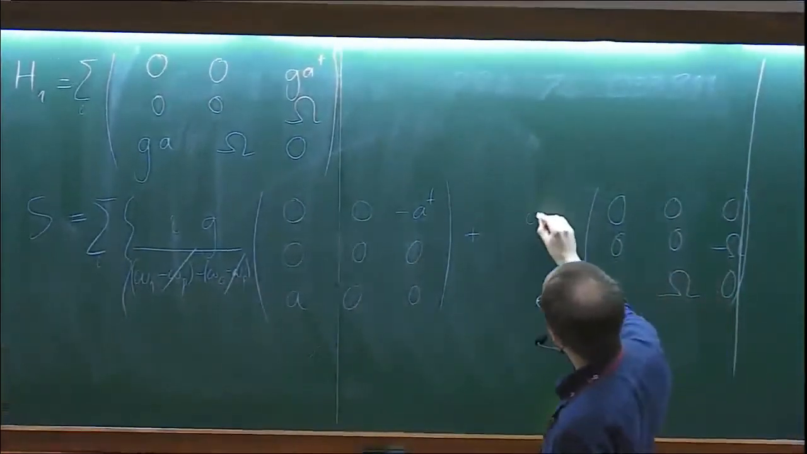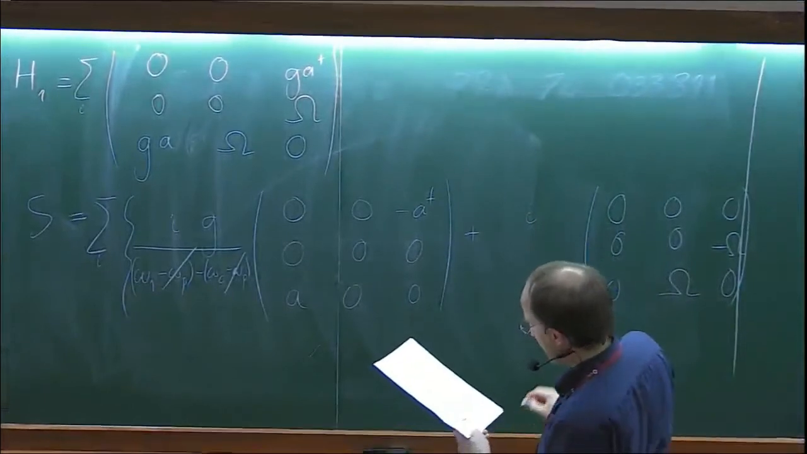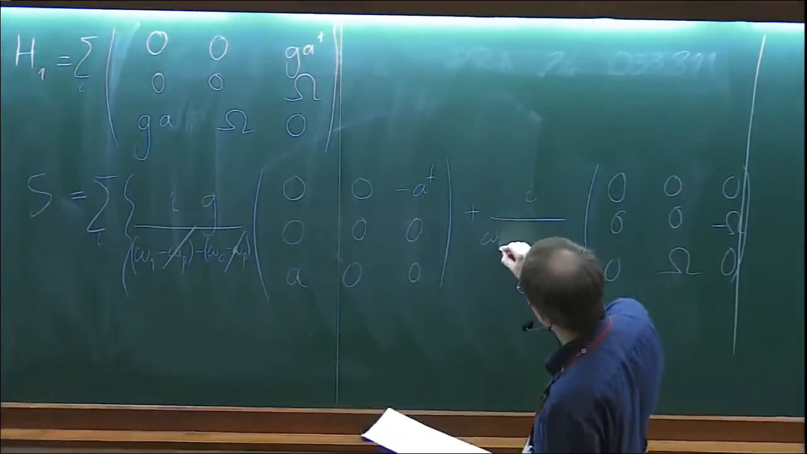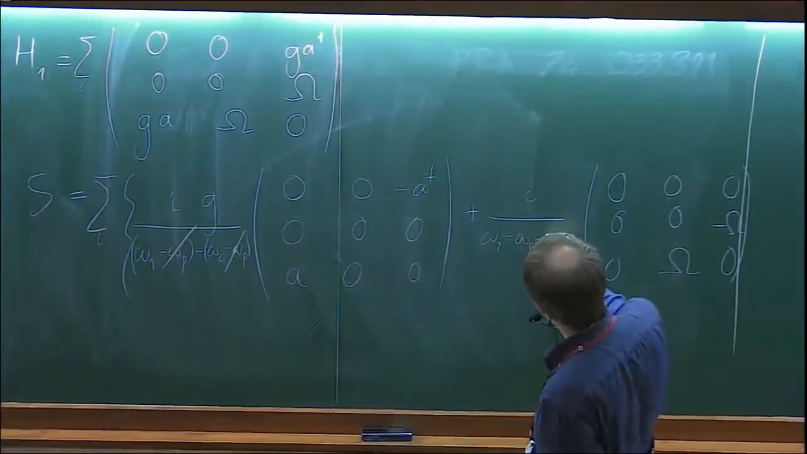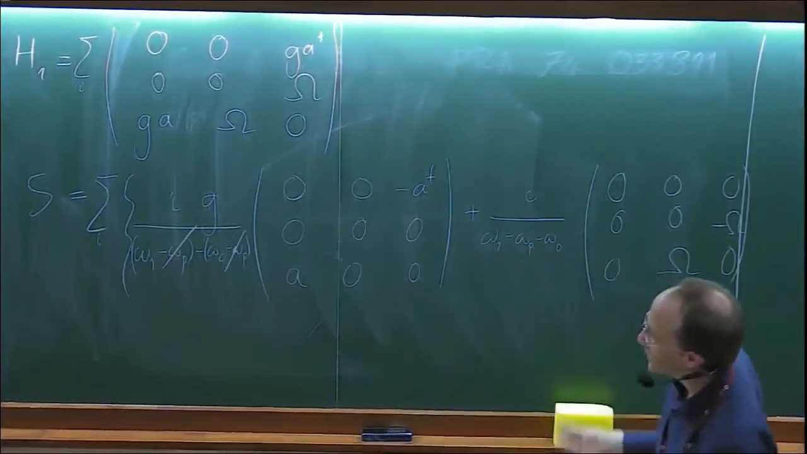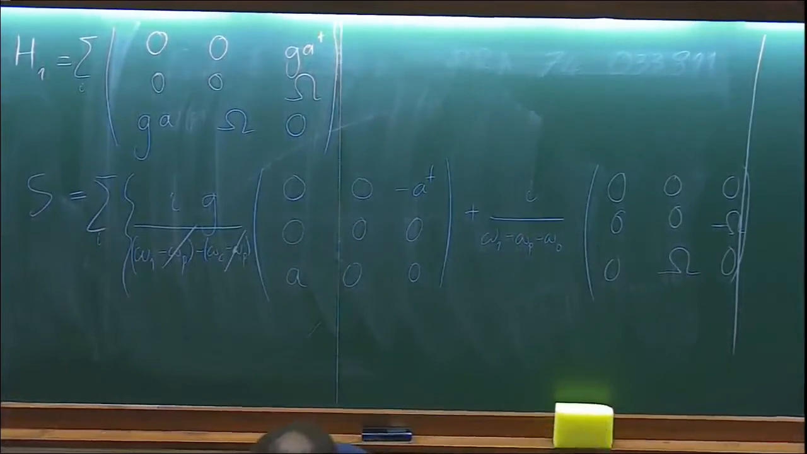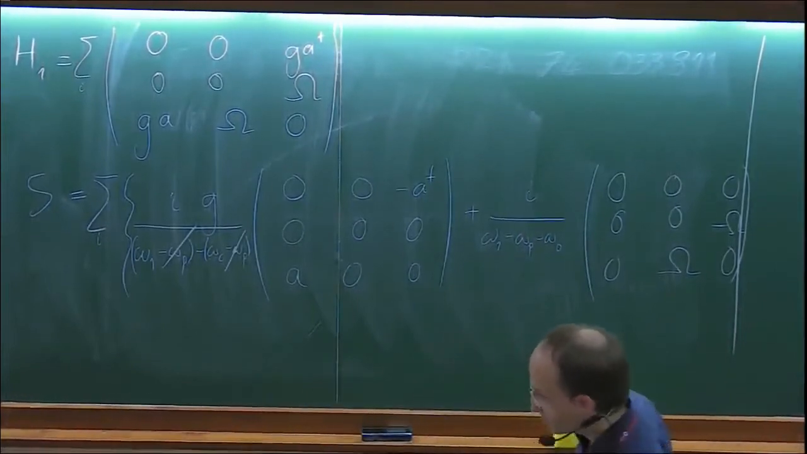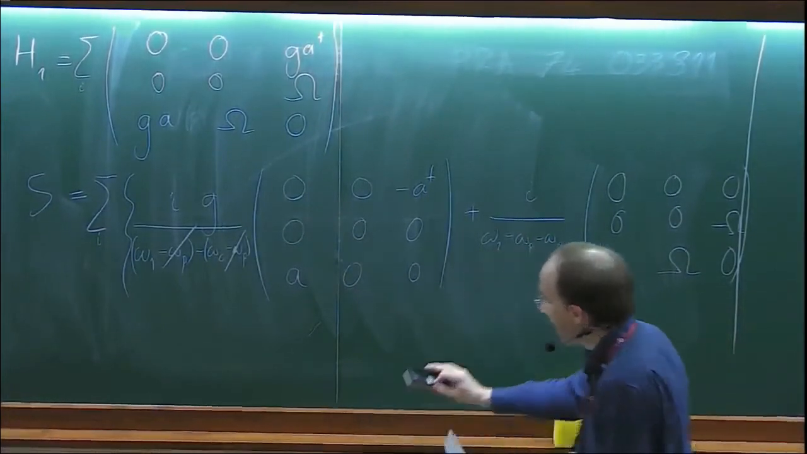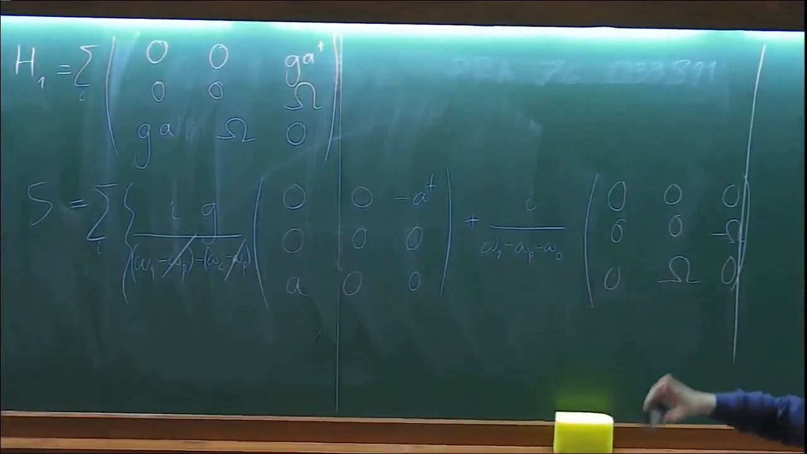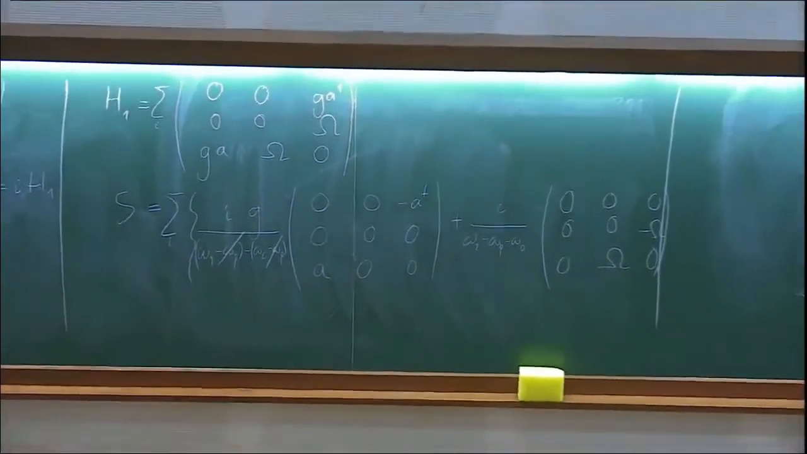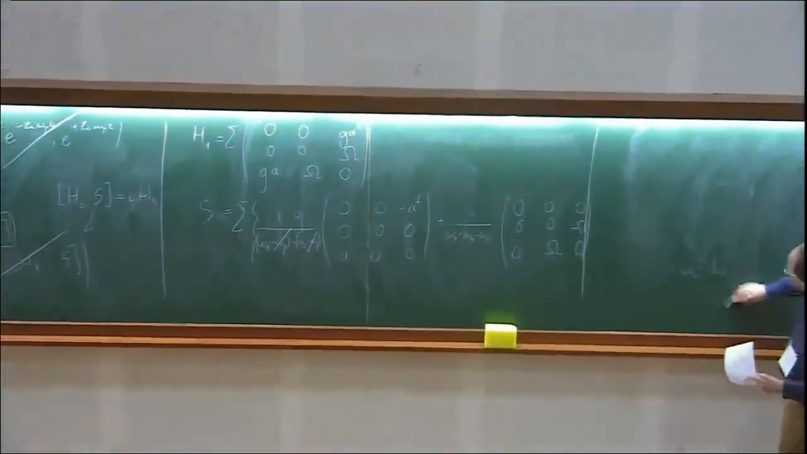And I get this, omega 1 minus omega p minus omega naught, because it's now the energy difference between the third and second states. And so then what follows is I should now work out what is the commutator between H1 and S, and if I do that, that will give me the form of my corrected Hamiltonian.